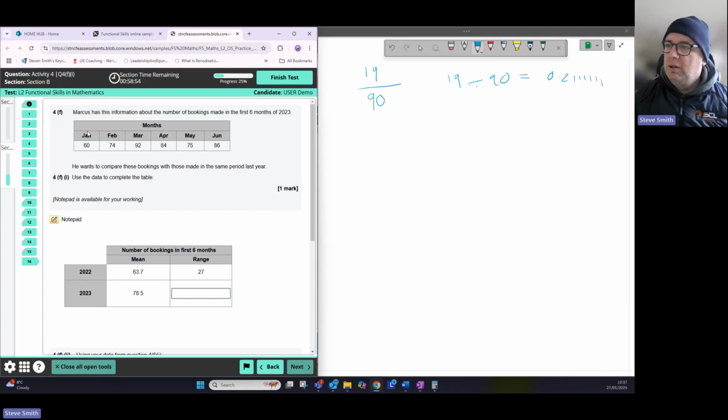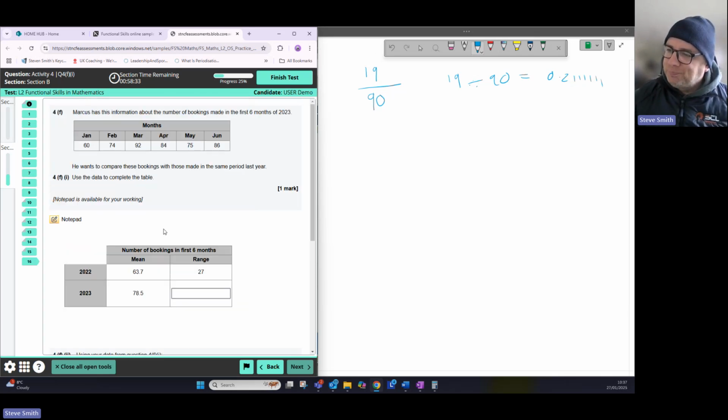Right, Marcus has information about the number of bookings made in the first 6 months of last year. He wants to compare these bookings. What's the question? Interesting. Use the data to complete. Oh, to complete the table. Okay, complete the table here. I get it now. I was thinking, what's the question actually asking?